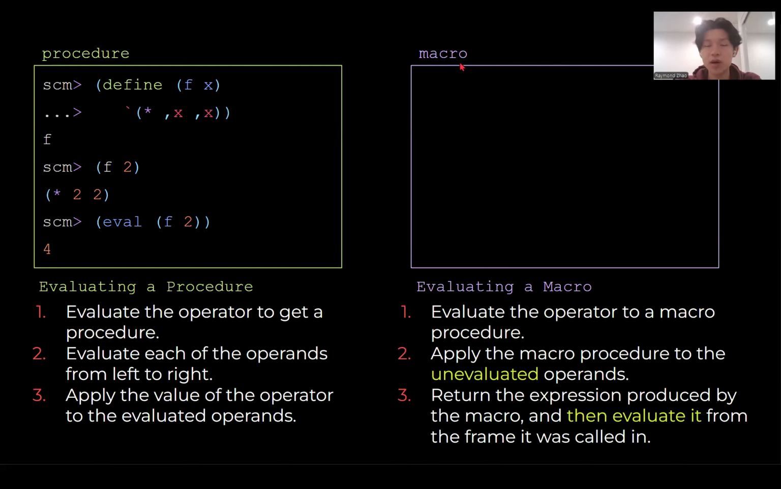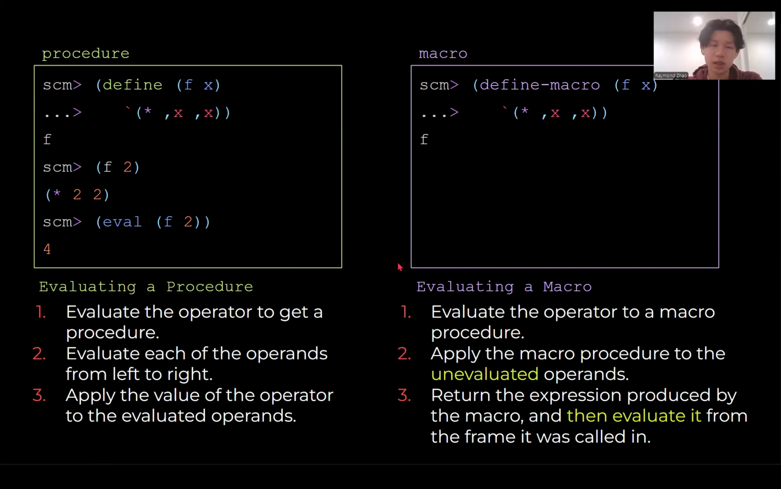So I'm going to now write a macro. I'm going to copy and paste this code over here, but instead of define, I'm going to do define-macro. So let's see how that changes everything. Now we're still going to evaluate the operator, but now it's going to come out to a macro procedure. And then we already see a difference. I'm going to apply the procedure onto the unevaluated operands. I'm not going to evaluate the operands. And then finally, I'm going to evaluate the body. And then after returning it, I'm going to hit the value you produce with an extra evaluation from the frame it was called in. Okay, and that's what's going to let us skip this annoying step where I have to eval it on my own.